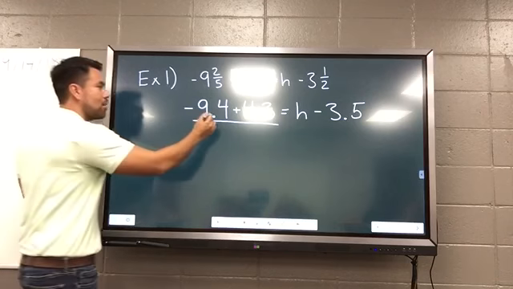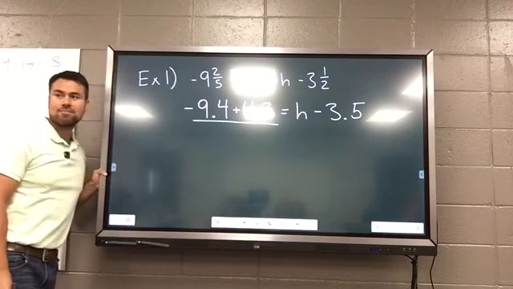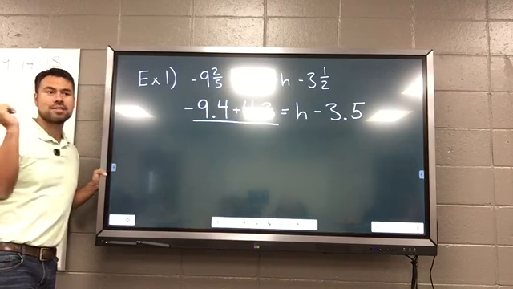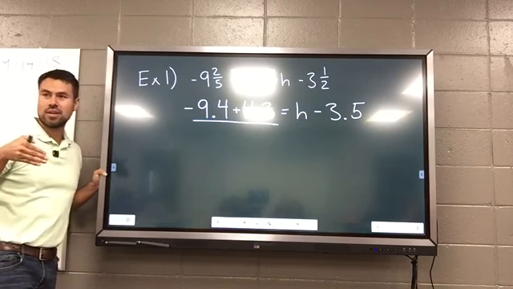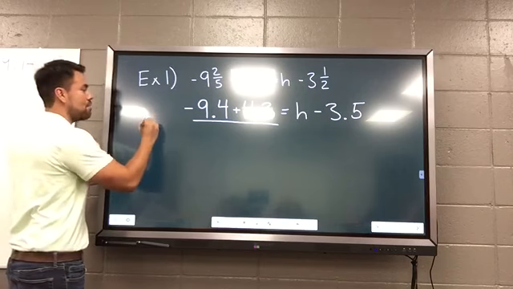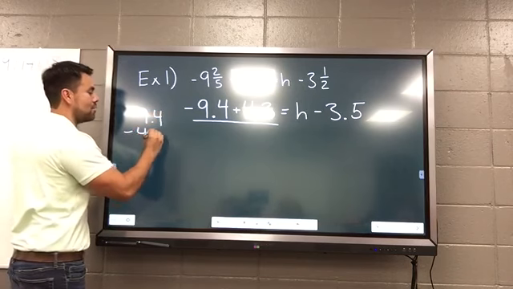All right, negative 9.4 plus 4.3. You're adding two numbers with opposite signs. So what are you actually doing? Subtracting. You're going to do 9.4 minus 4.3.